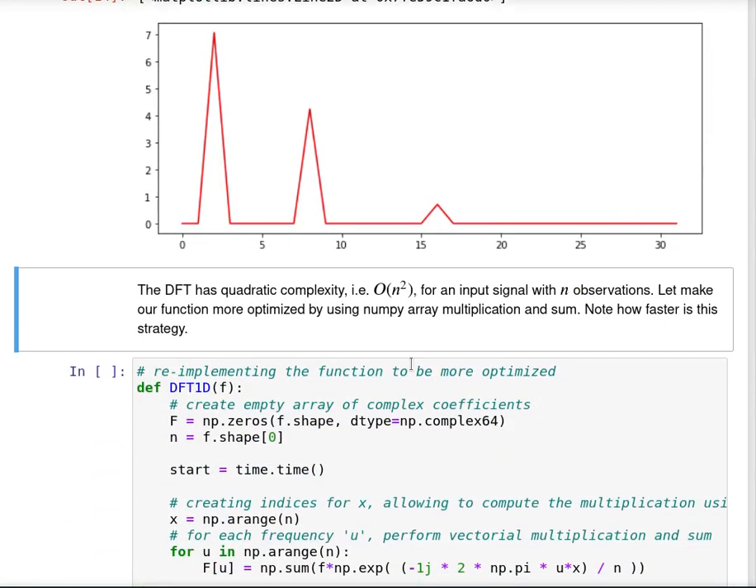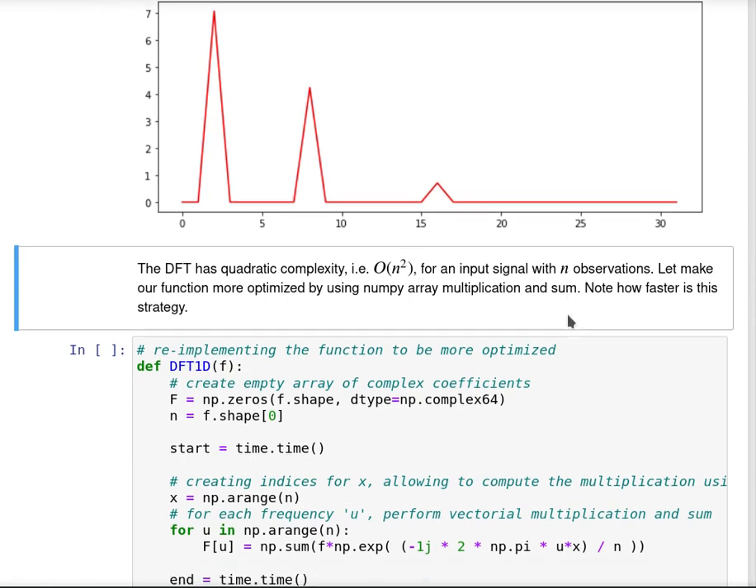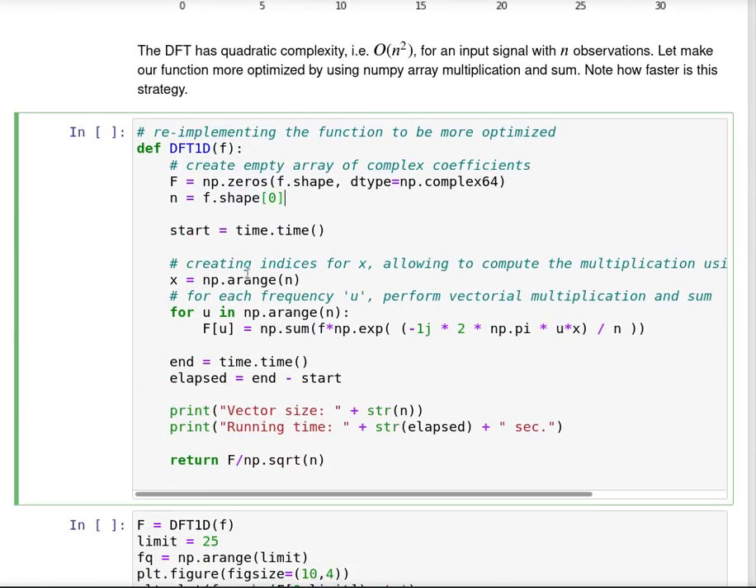So the DFT has quadratic complexity, so it is big O of n squared, because for an input signal with n observations, we have to compute the function itself, from 0 to n minus 1, but we have to repeat that for frequencies between 0 and n minus 1. So let us just make this function a little bit more efficient in Python by using array multiplication.